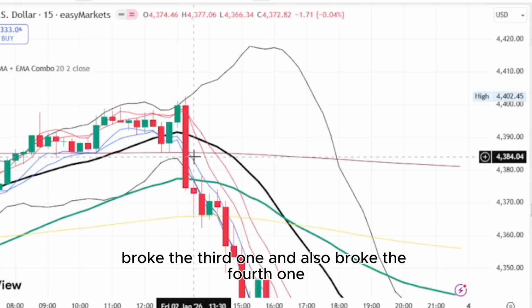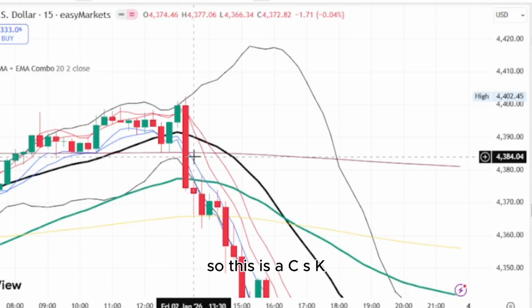So this is a CSAK 3. So this is the third type of CSAK. Once you see all this happen, this is a very strong indication that it is stronger than CSAK 2. But like I said, let me just mark it again.